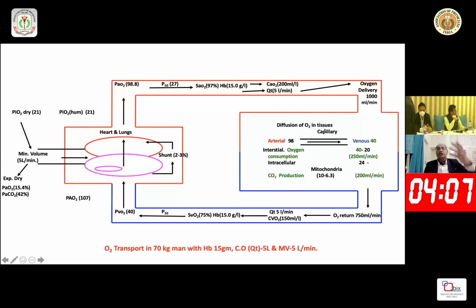Then diffusion takes place to the capillaries. The arterial end of the capillaries is 98 and the venous is 40. It goes to the mitochondrial cells, where pressures are 10 to 6.3. And this is the utilization. At this rate, the oxygen utilization on average is 250 ml per minute in a 70 kg man with a hemoglobin of 15 grams and a cardiac output of 5. And this is where the oxygen returns, the mixed venous oxygen saturation, which is 40. This is normal physiology, and this is how things keep going.